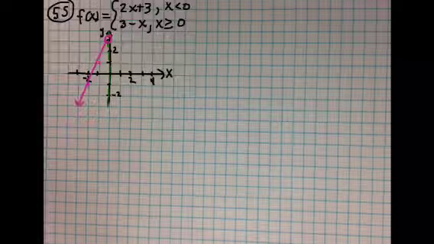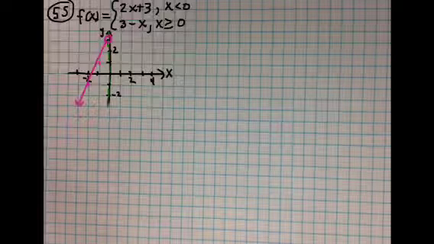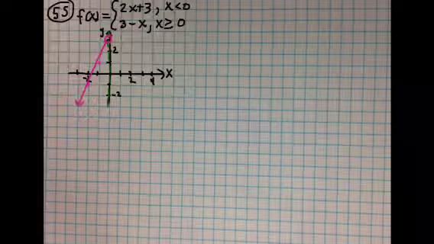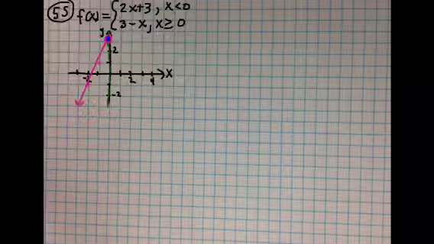The other side, 3 minus x, replace the x with a 0. So 3 minus 0 is 3. Now this one is a closed dot. So what happens, and I'll use a different color so that it stands out, is that open dot gets filled in. Okay, and so there. And then the slope is negative 1.